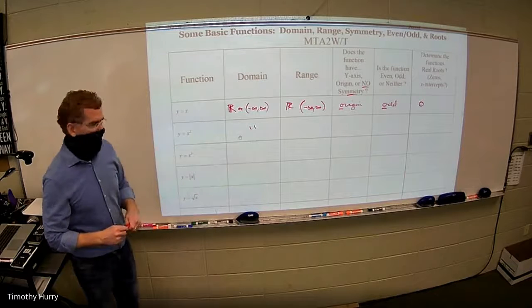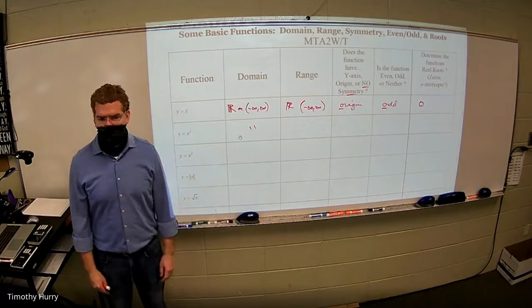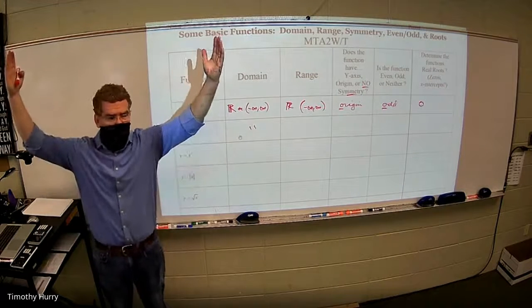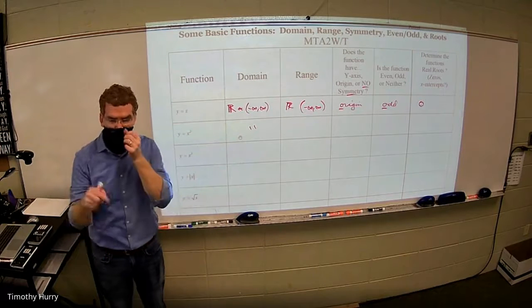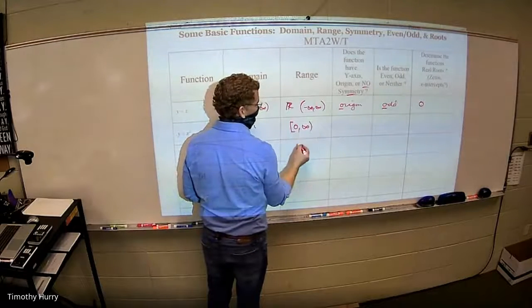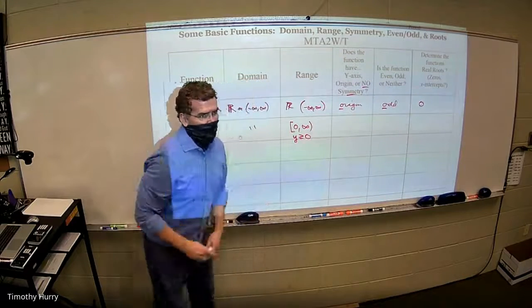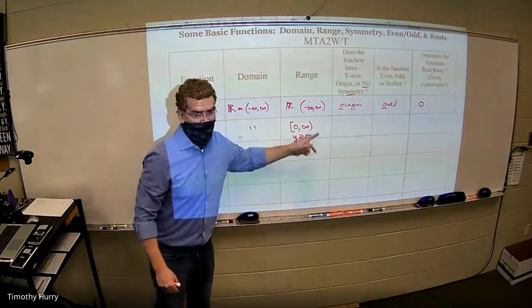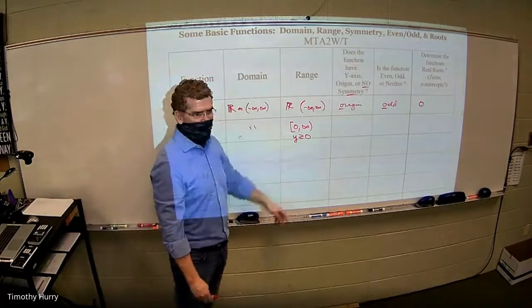Now, what about range? It goes up forever, clearly, right? But what does it do when it comes down? It stops at, does it include 0? Yes. So bracket the 0, go to infinity. Now, if you want to say all y values greater than or equal to 0, you can. But I see a lot of people who write it like that use x, like I accidentally did. It's easy to do that, but you won't run into that if you just use the interval notation.